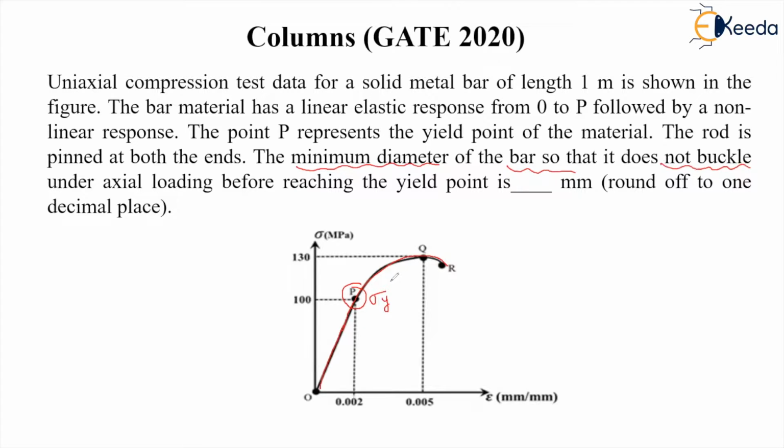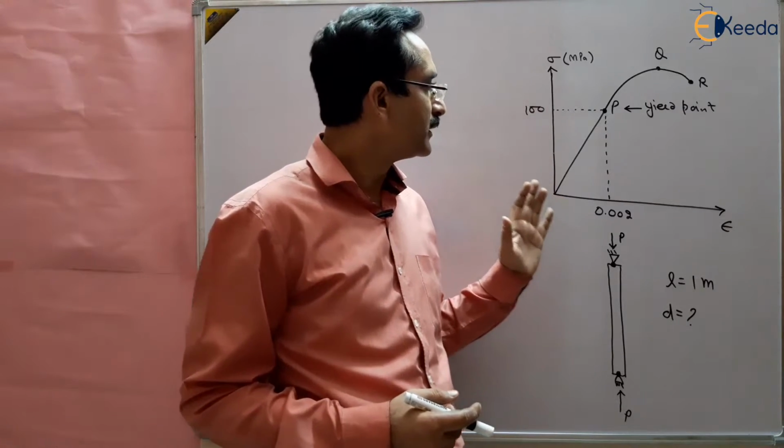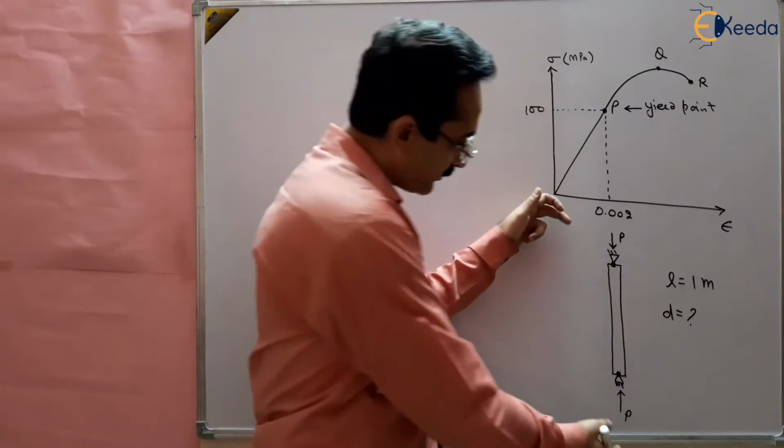When we say buckling, it means that Euler's load should not reach the maximum limit, right? It should be within a certain limit, before reaching the yield point. The maximum load applied is the Euler's load, applied up to the yield point. So this minimum diameter of the bar we have to find out. This question is based on Euler's theory of column, where there is a column which is pin jointed at both the ends and load is applied.